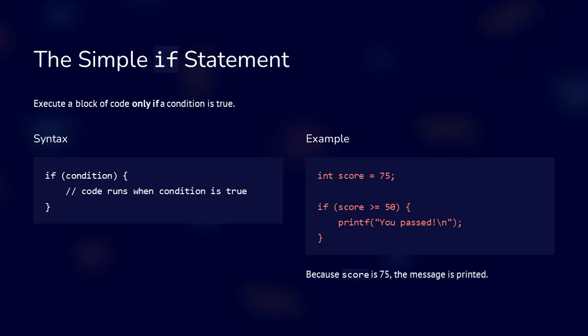If the condition is true, then only it will execute the code within the braces, and if the condition is false, it will just skip it. The value given for score is initially 75. So if score >= 50, which means 75 >= 50, the condition is true, so the output printed will be: you have passed.